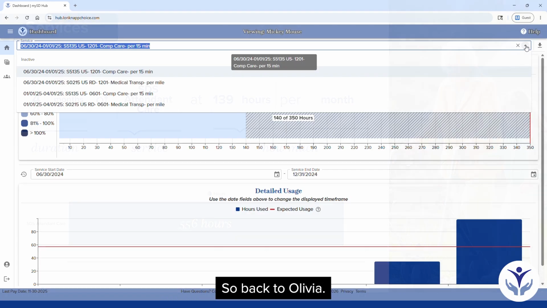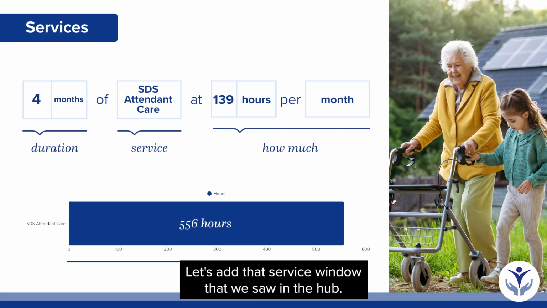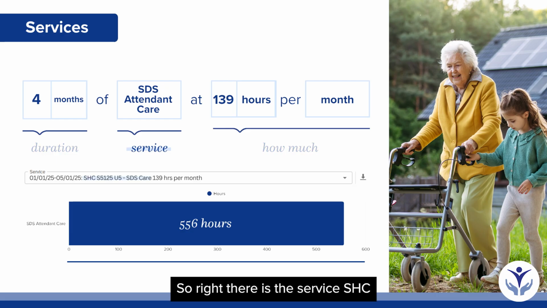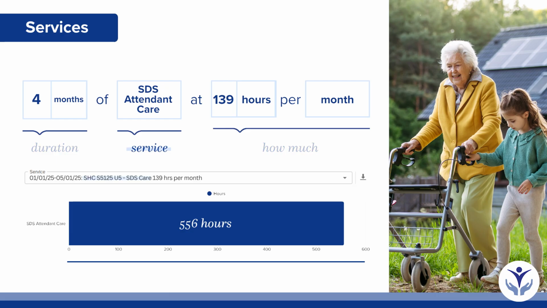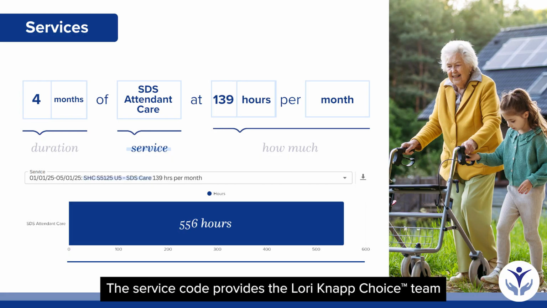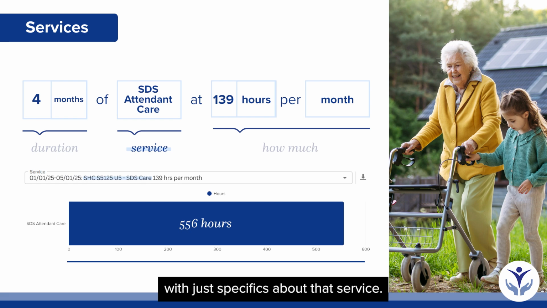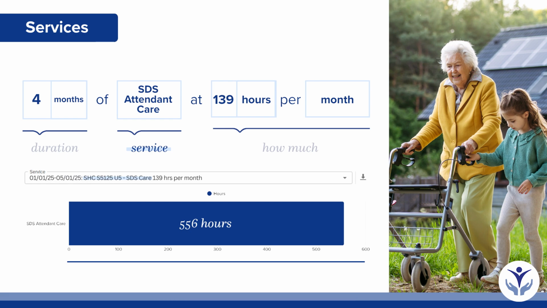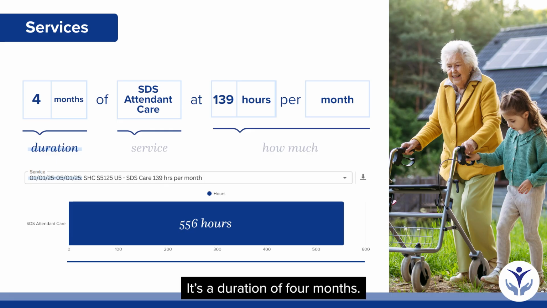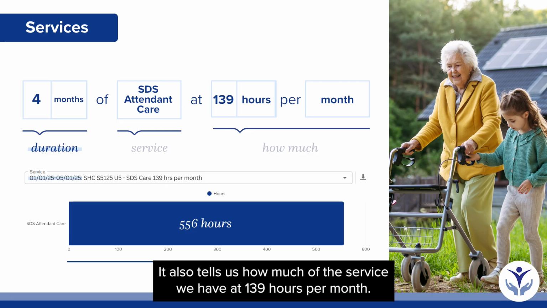So, back to Olivia, let's add that service window that we saw in the Hub. And the service title actually tells us about the service itself. So, right there is the service SHC, which stands for Supportive Home Care. The service code provides the Knapp Choice team with just specifics about that service. The date range here tells us when the service began and when it ended. It's a duration of 4 months. It also tells us how much of the service we have at 139 hours per month.